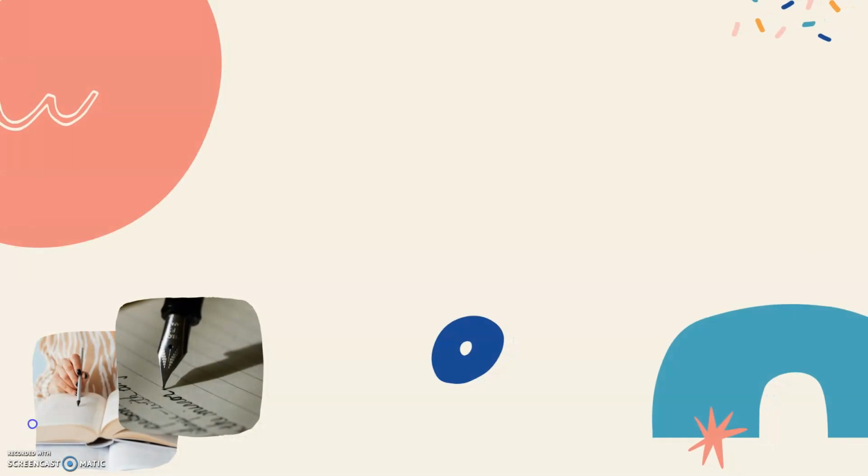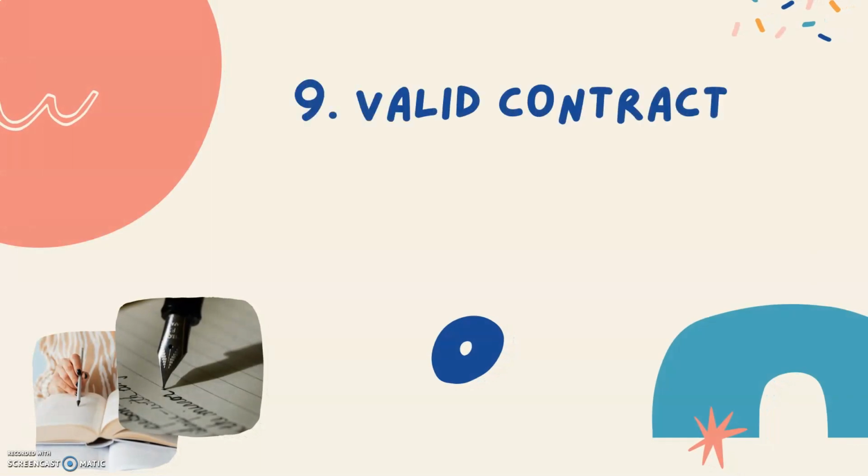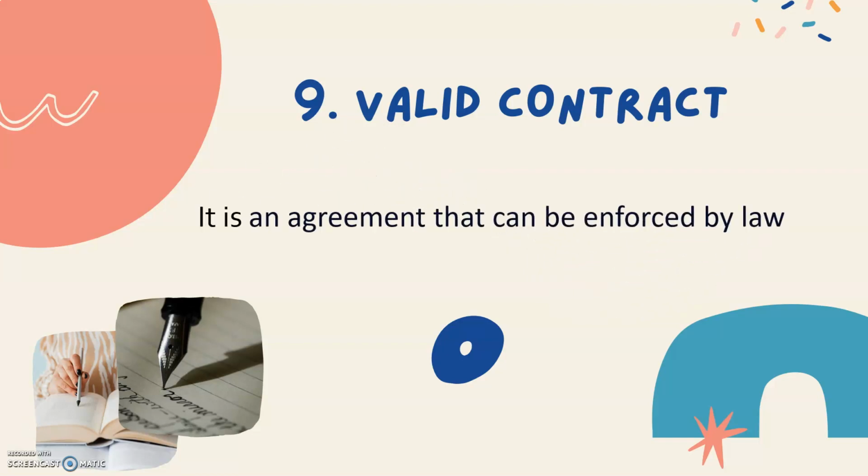The next one we have is a valid contract. So, what is a valid contract? It is an agreement that can be enforced by law. In this situation and under this terminology, if the agreement fulfills all elements of a contract, the agreement is considered as a valid contract. So, the person must fulfill all the terms and conditions of the contract.